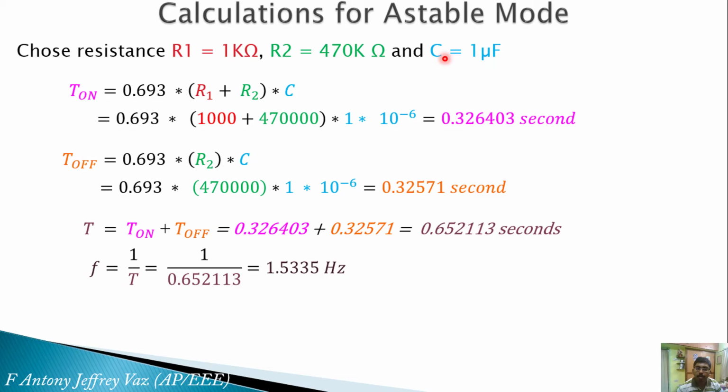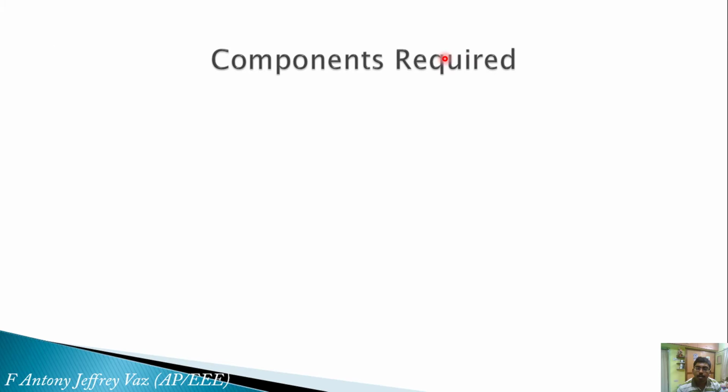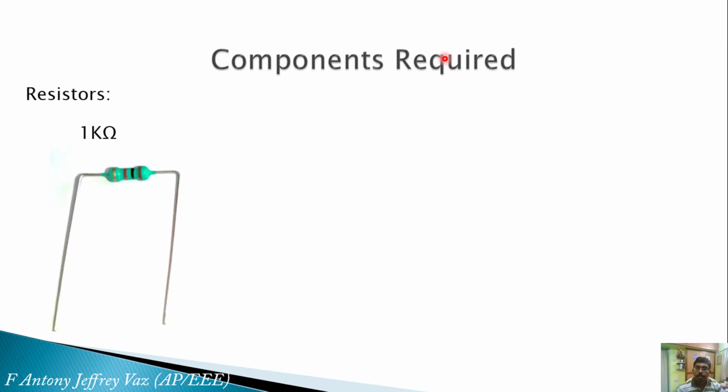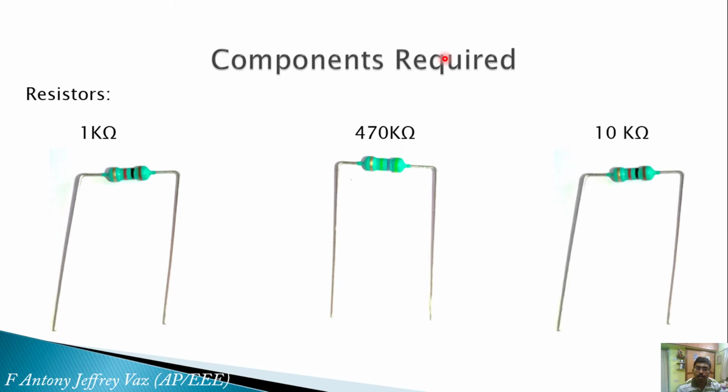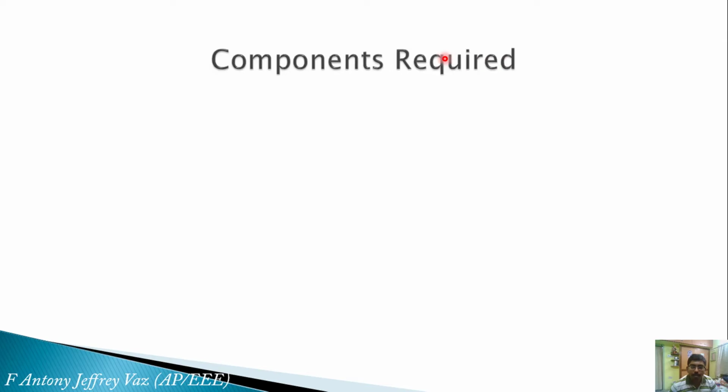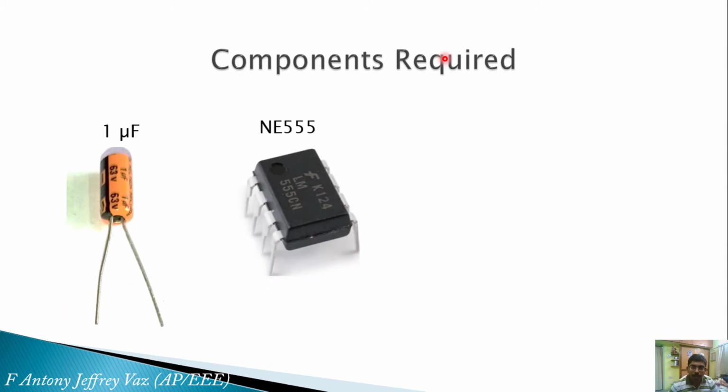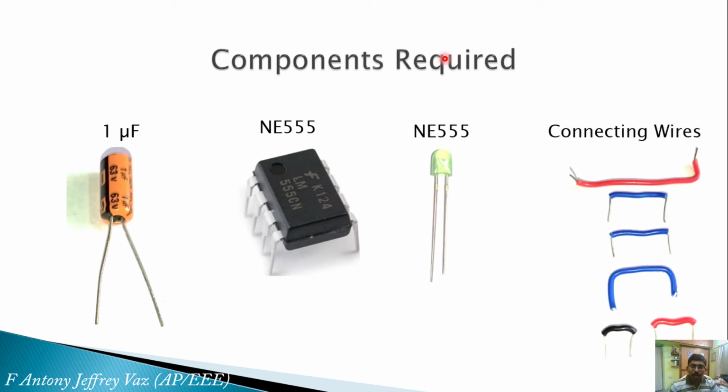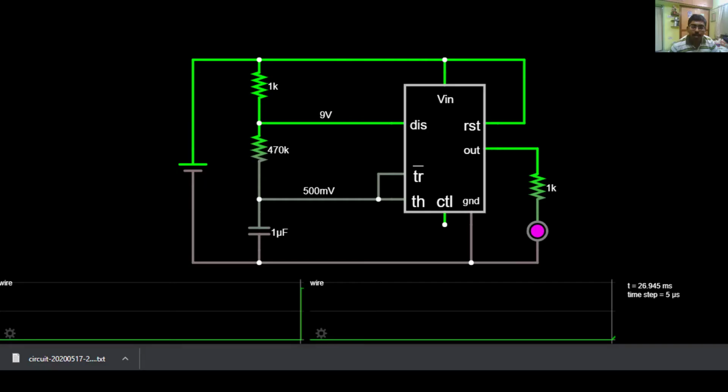Okay, now let's move to the hands-on session. The components required are a resistor of 1 kilo ohm and a 470 kilo ohm resistor, a 1 microfarad capacitor, NE555 IC, an LED and connecting wires. Now let's move to the simulation. This is the 555 IC and we have connected this circuit diagram as shown in the previous circuit.